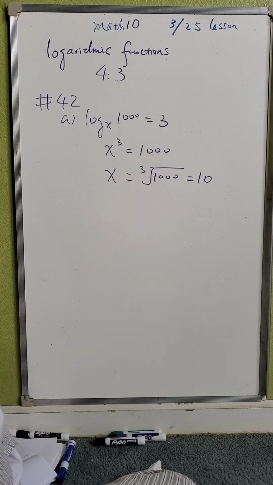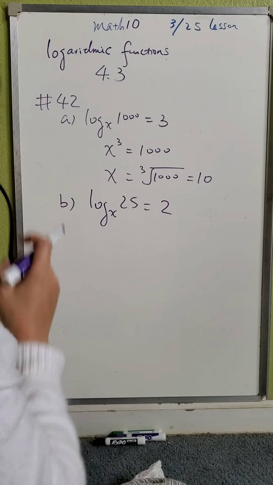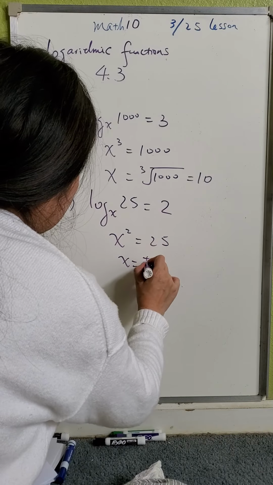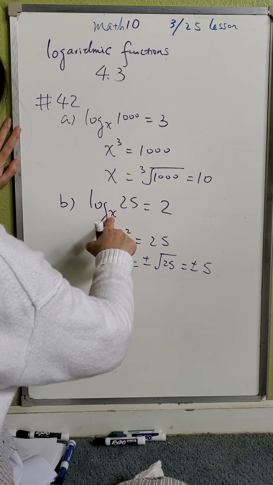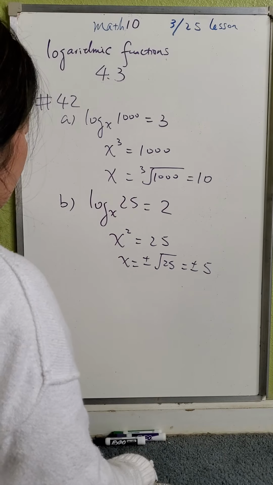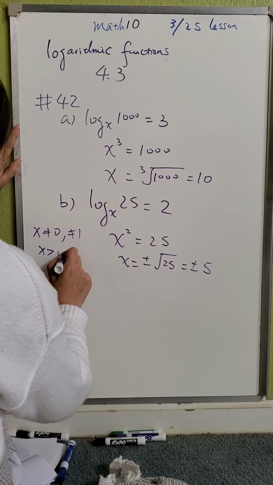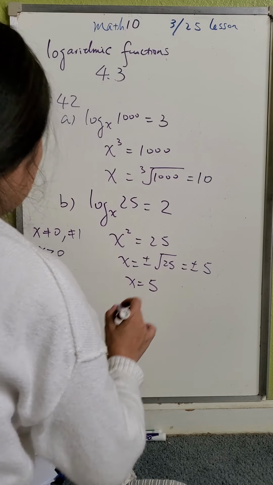Let's try part B. So we have log base x of 25 equal to 2. Now this time it is x squared equal to 25. Then your x equal to plus minus the square root of 25, equal to plus minus 5. Is that right? But remember we said earlier this base here cannot be negative, it has to be greater than 0, and not equal to 1. So this number x cannot equal 0, cannot equal 1, has to be bigger than 0. Therefore you cannot take the negative sign, so we take just the 5, so x equal to 5. So that's for part B.